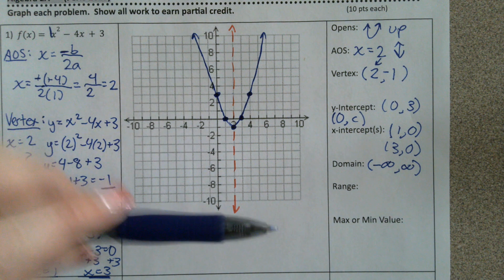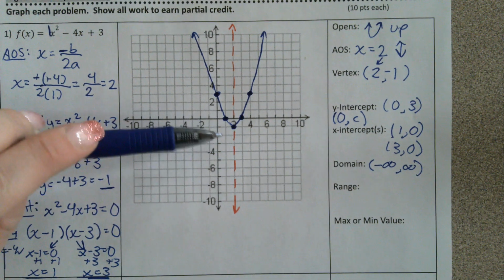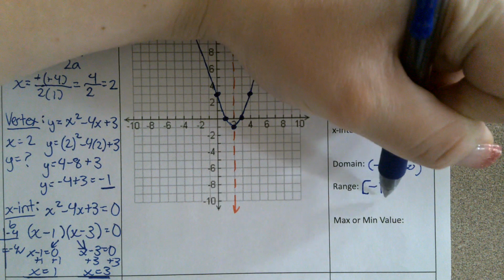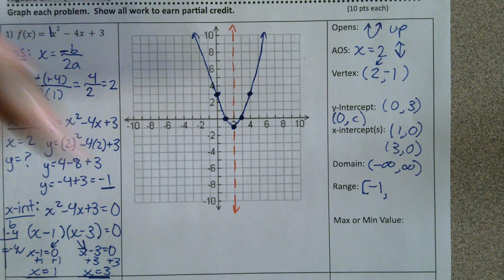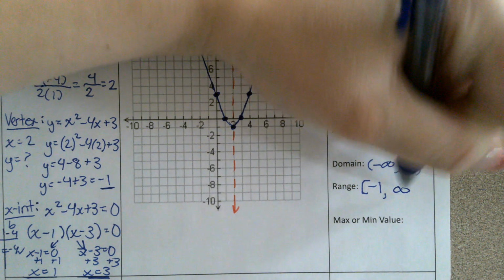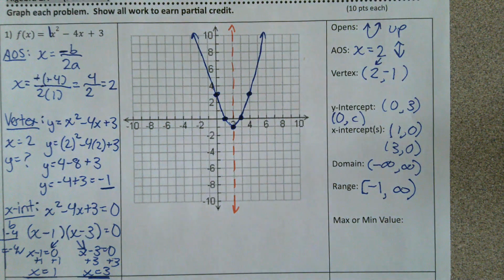Range, you find the lowest y value. That's at negative 1. Negative 1 gets a bracket since it's a solid number. We have a point there. And then we follow it. It's just going to keep on going to infinity. Infinity gets a parenthesis always.